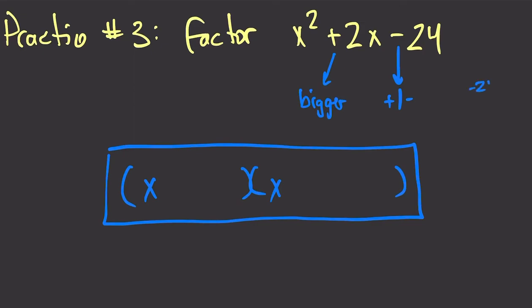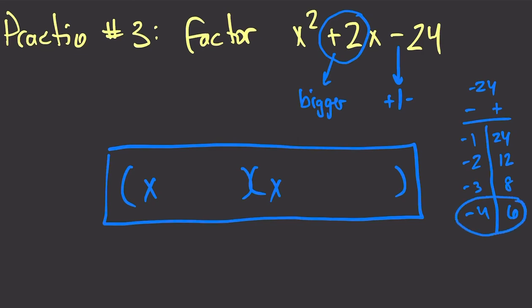So when we do our t-chart for negative 24, and I like to put the smaller ones on the left and the bigger on the right, the bigger one's got to be positive in order for this to work. So I have a negative 1 and a positive 24. Negative 2 times 12. Negative 3 times 8. Negative 4 times 6. So of those four pairs, you've got to pick the pair that will give you a positive 2. It's going to be those right there. So when you put them in the factors, again, I don't care what order, the 4's got to be negative though, and the 6's got to be positive.